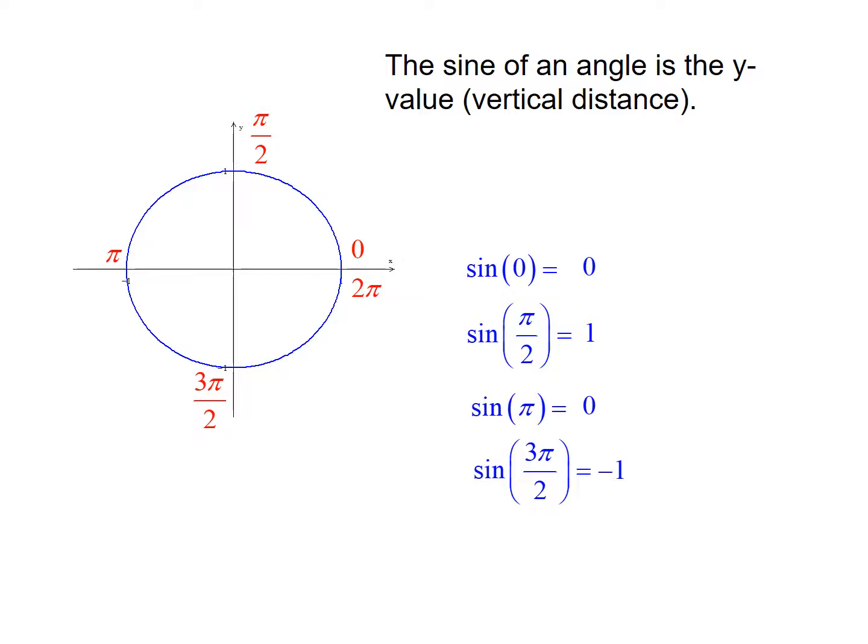So for these 90-degree angles, we have sine of 0 is 0, sine of pi over 2 is 1, sine of pi is 0, sine of 3 pi over 2 is negative 1. These ones we shouldn't have to draw the unit circle to come up with. These are ones that we really need to memorize.